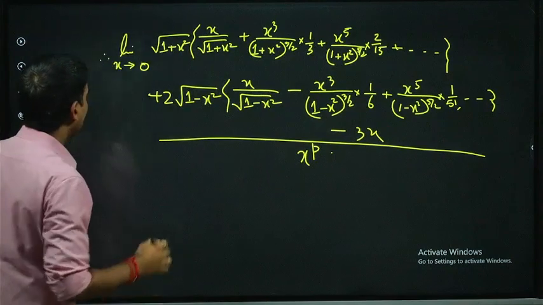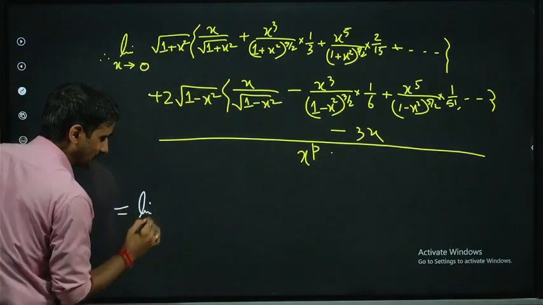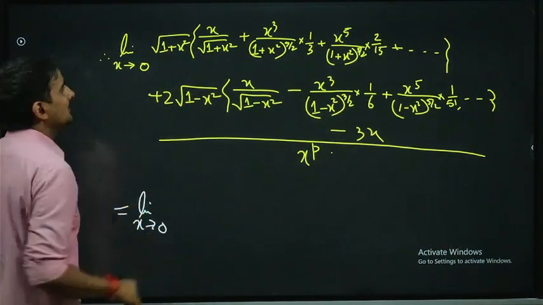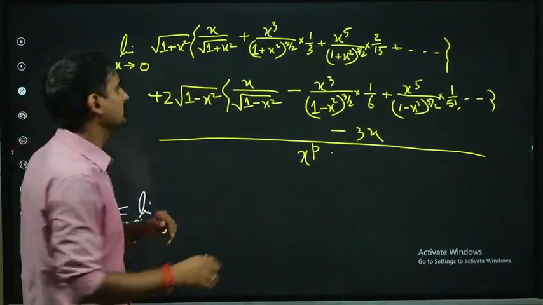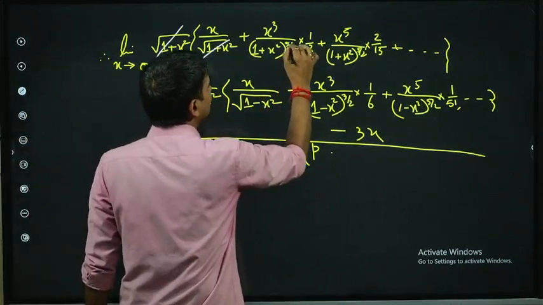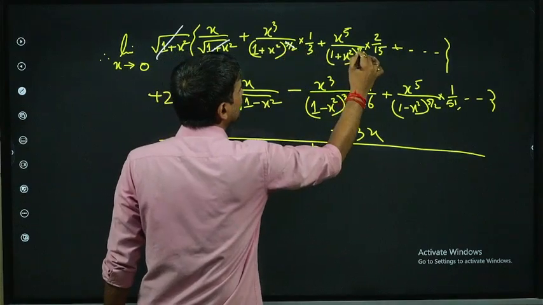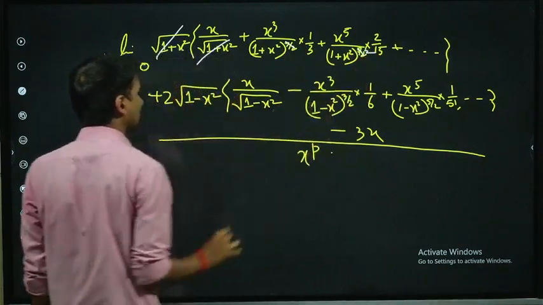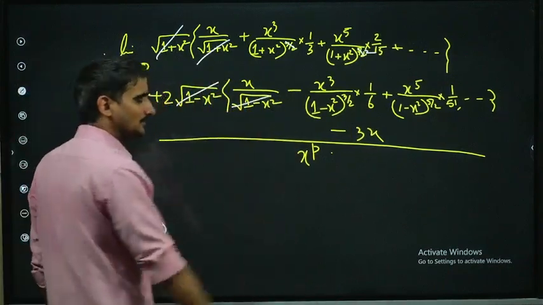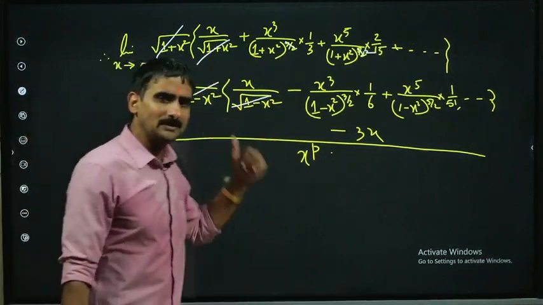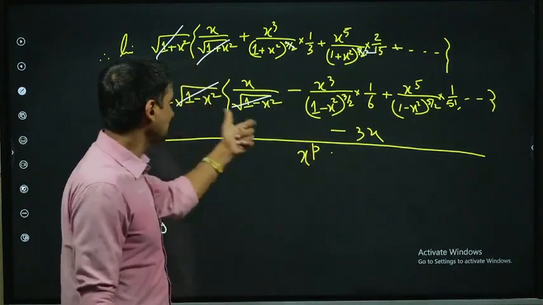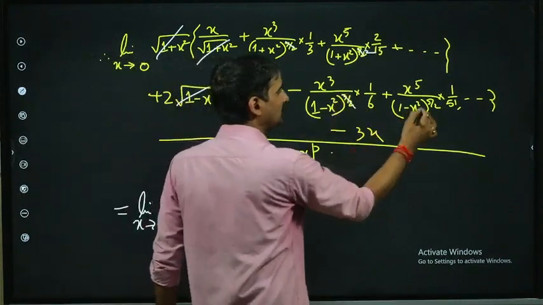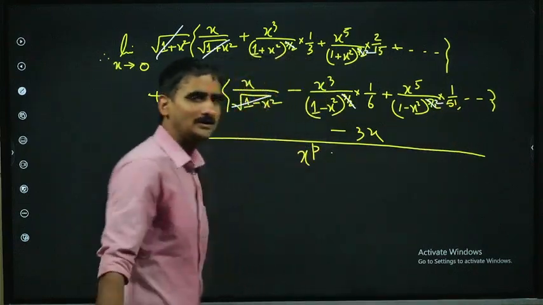Now is the time to simplify. I can take under root of 1 plus x square common from this entire term, so it will be left with this. Here you will be left with square and so on. It's gone. Similarly, you will take 1 upon under root of 1 minus x square common from the second bracket. It will get cancelled here. You will be left with 1.